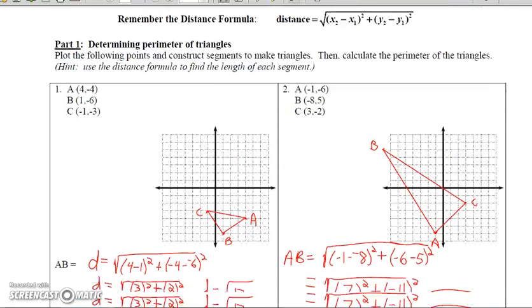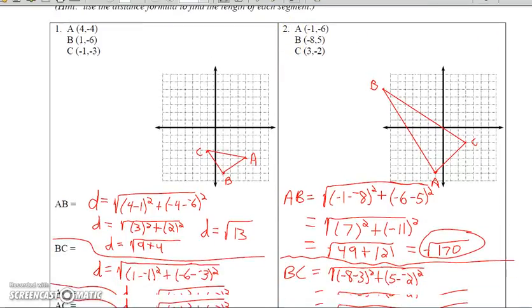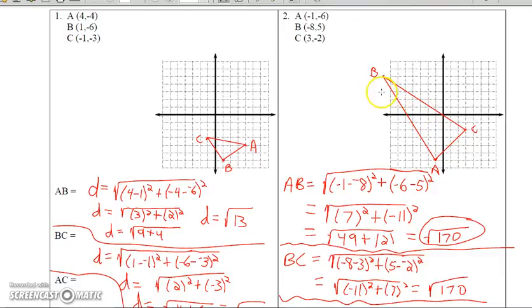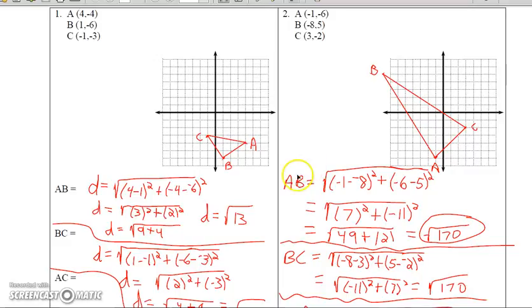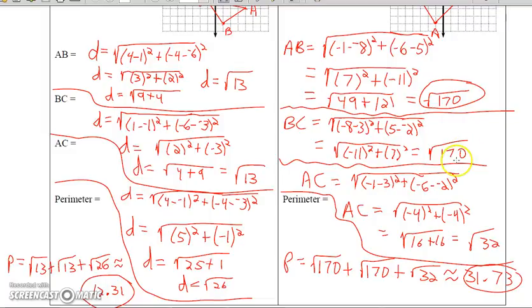Just like in example 2, I have A, B, C. I plot those points over here and label them and draw in the triangle. On your paper, it will really help if you use a straight edge like your ID. Then, again, take the 2 points, in this first one, A, B. I'm going to use these for x1, y1, x2, y2. Throw them into the distance formula, simplify. So I need AB, BC, and AC. I get this, this, and this.